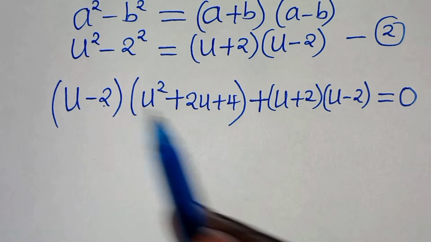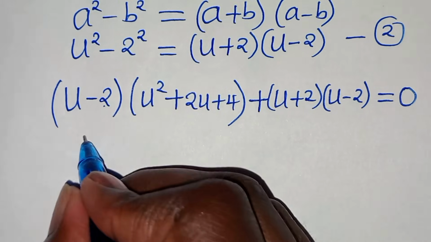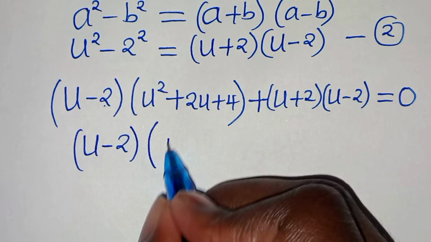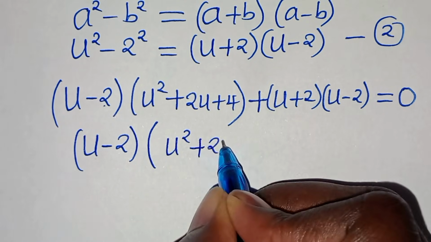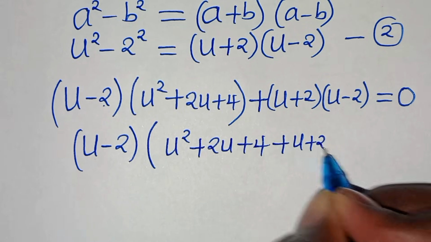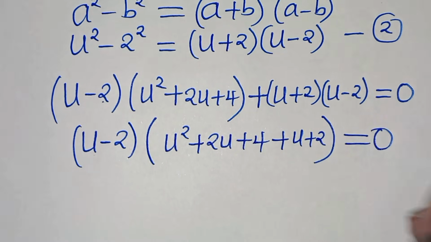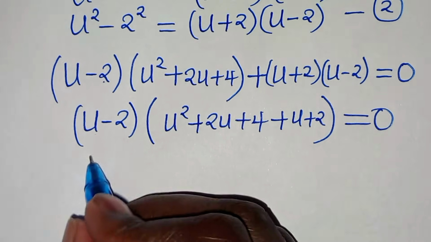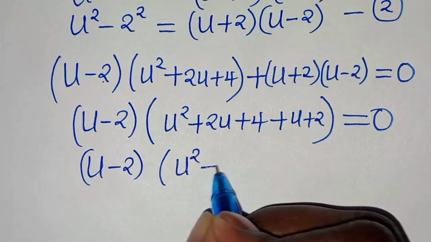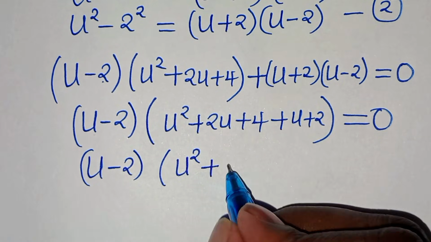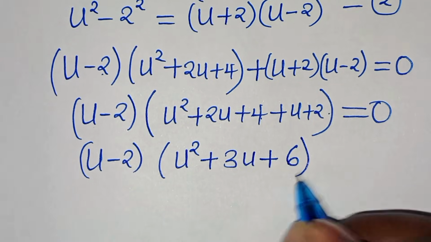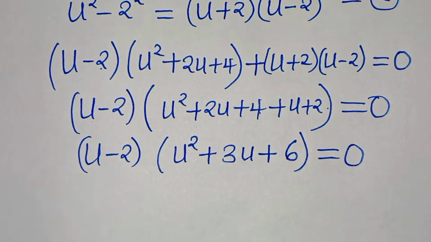We have that u minus 2 is common here, so we can factor out u minus 2 into the parentheses. This is u squared plus 2u plus 4, plus u plus 2, close the parentheses, this is equal to 0. So this is u minus 2 times u squared, then plus 2u plus u, this is 3u, then plus 4 plus 2, this is 6, and this is equal to 0.